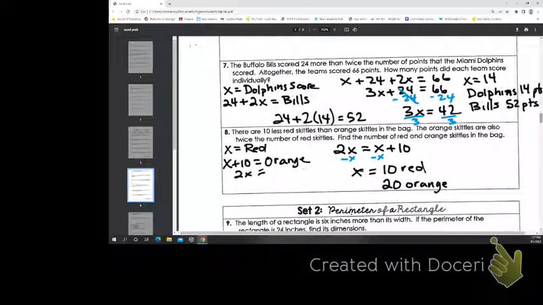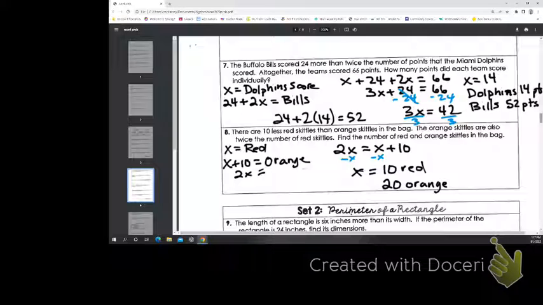And then anytime if I've had any hesitation, I especially want to read back through and make sure it makes sense in the question. There are 10 less red than orange. Okay, I got 10 red, 20 orange. That's true. There are 10 less red than orange. The orange Skittles are also twice the number of red Skittles. 20 is 2 times 10, so we're good.